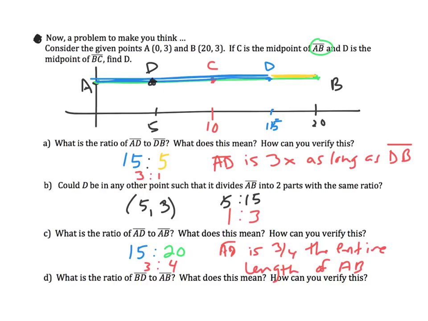So it would make sense that if I have 3 to 4 here, and it's 3/4 of the entire length, then BD is going to be 1/4 of the entire length. So if we're talking about parts, it's 5 compared to my entire length of 20. And that ends up being a 1 to 4 ratio, or it's 1/4 of the entire length.